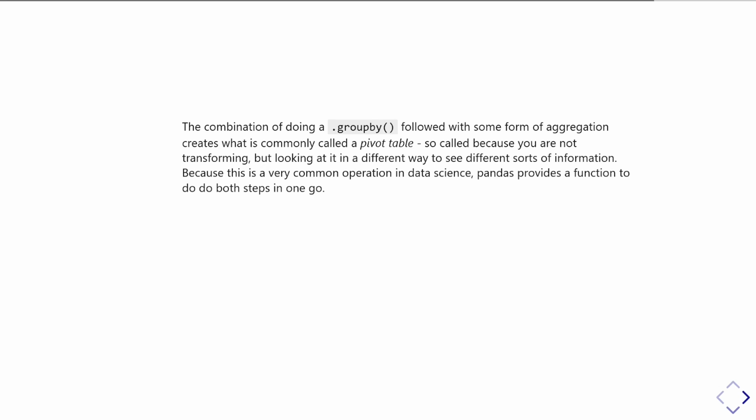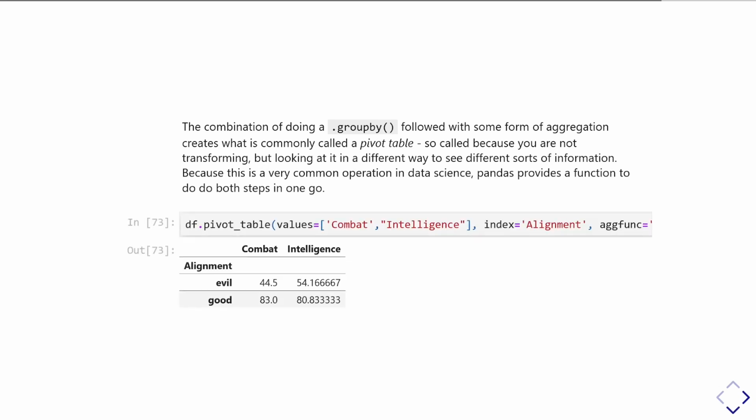The combination of using group by followed by aggregation creates something which in data analysis is called a pivot table. So called because in a sense you're pivoting the way you look at your data. You're transforming it so rather than looking at it as columns of data or rows of data, you're looking at a subset of that data along a different axis.